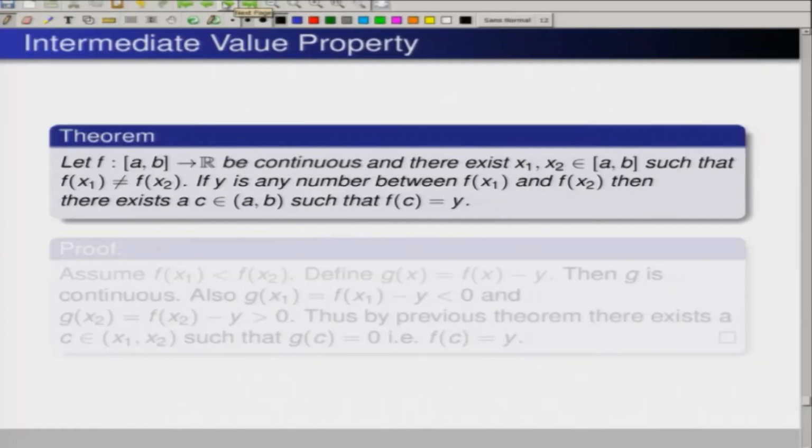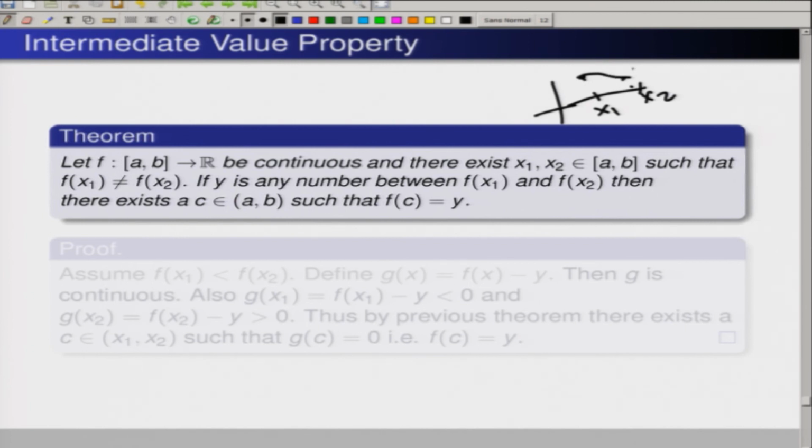Now it says that if f is a continuous function on a closed interval [a, b], there exist x1 and x2 belonging to the closed interval [a, b] such that f(x1) is not equal to f(x2); they are different. Then suppose your f(x1) is here and f(x2) is here.